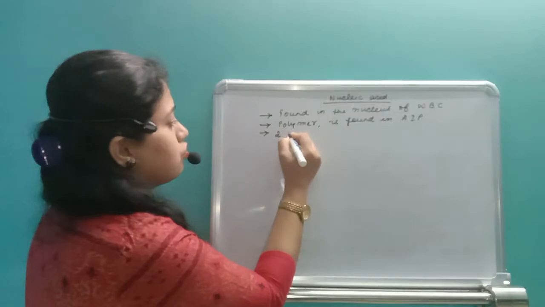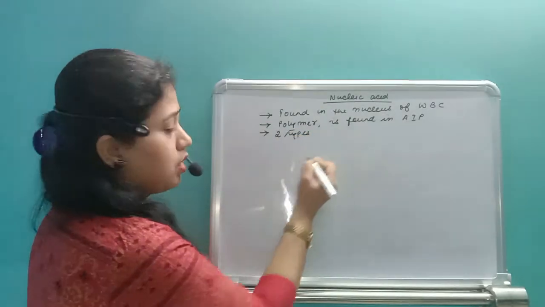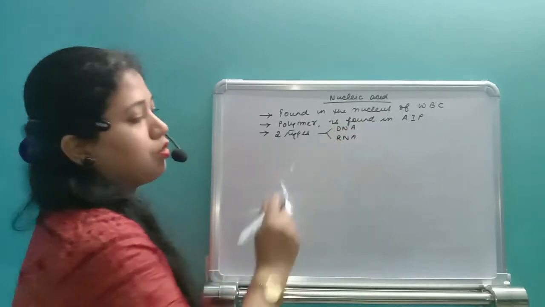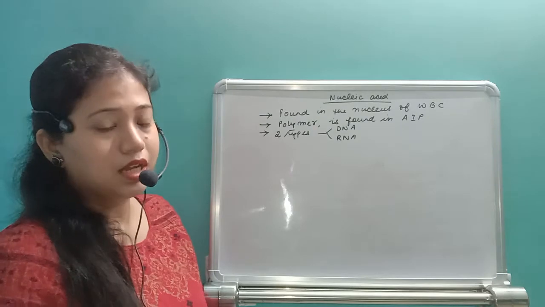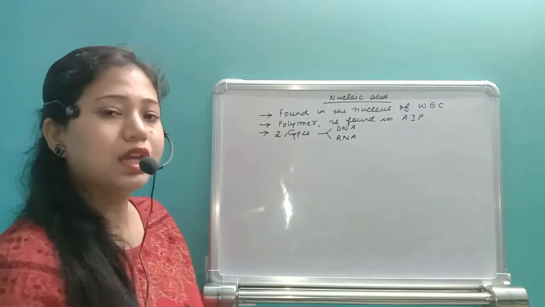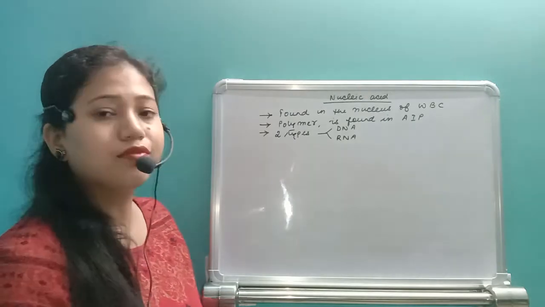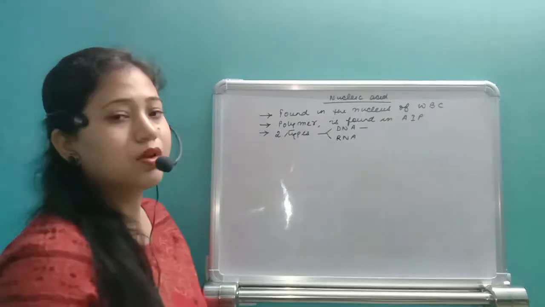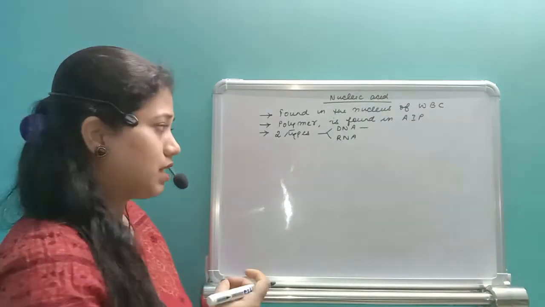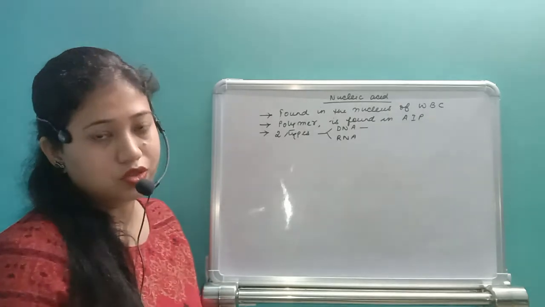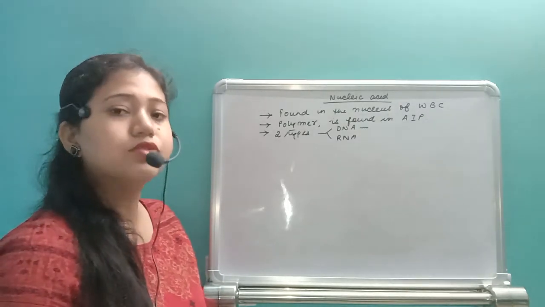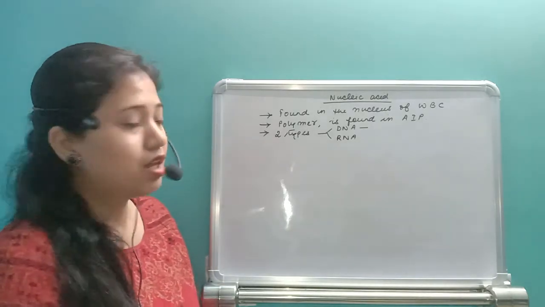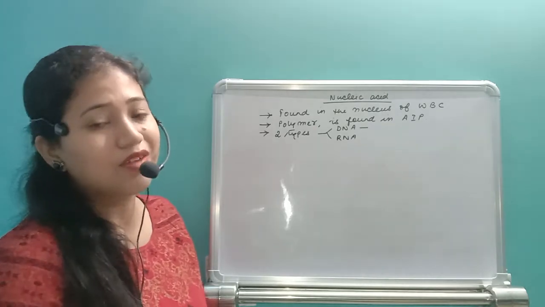Next thing, how many types of nucleic acids are found? There are two types of nucleic acids. What are they? They are DNA and RNA. So where can we get DNA and where can we get RNA? See, in higher grade organisms, we have both DNA as well as RNA. In higher grade organisms, our genetic material is DNA, but RNA performs a number of other functions like protein synthesis. But in lower grade organisms, the genetic material itself is RNA. They don't have DNA as a genetic material, they have RNA.